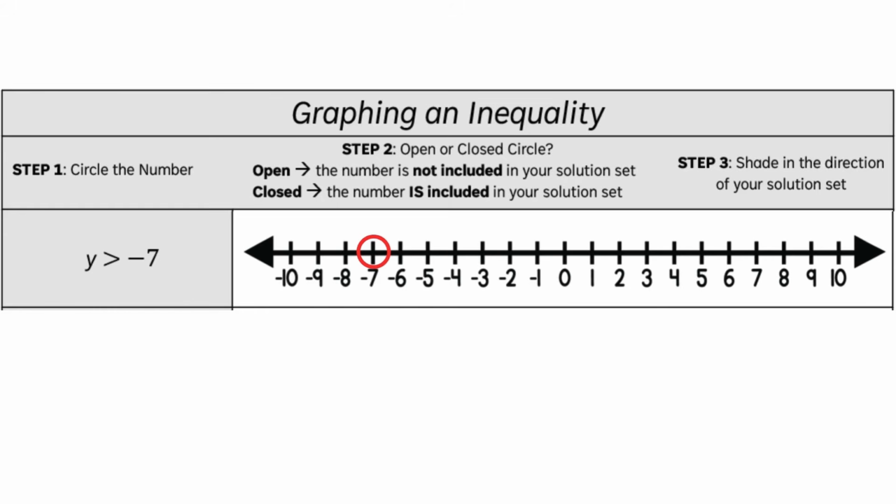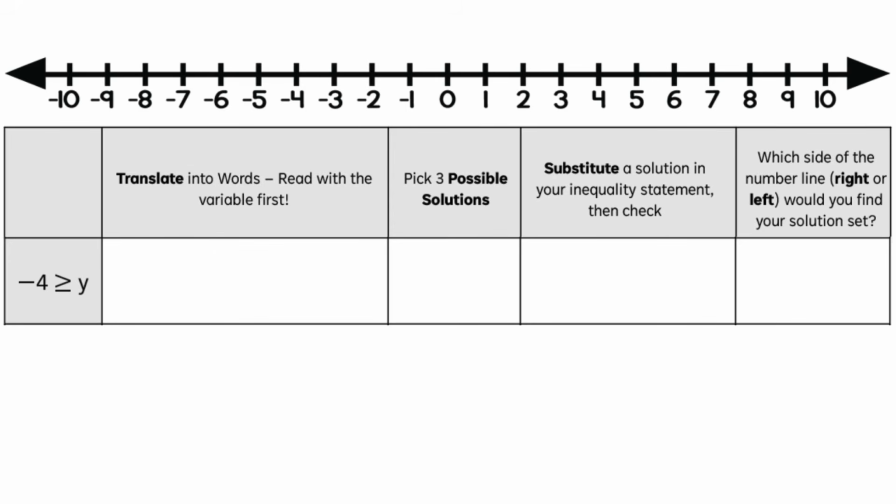Is our circle open or closed? -7 is not greater than -7. So -7 is not a solution. So you're going to leave that circle open. Now, step number 3, shade in the direction of your solution set. Are we going to shade to the right or left? Since it says greater than, all of our solutions are to the right. It doesn't matter which number you stop at, as long as it is clear that you are shading to the right. Let's go over another example.